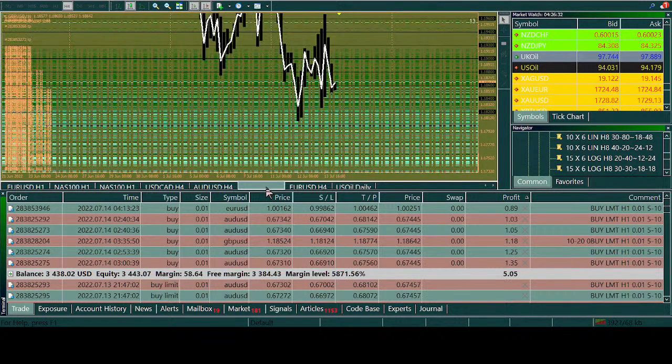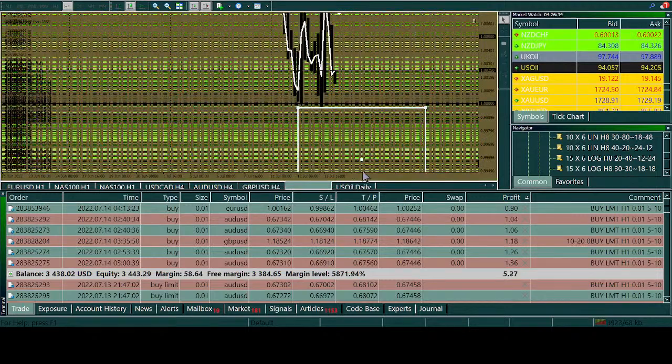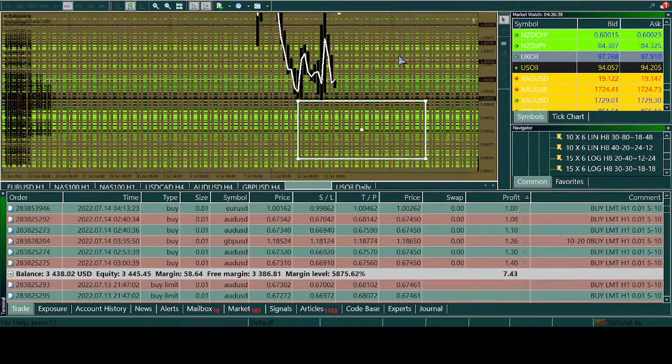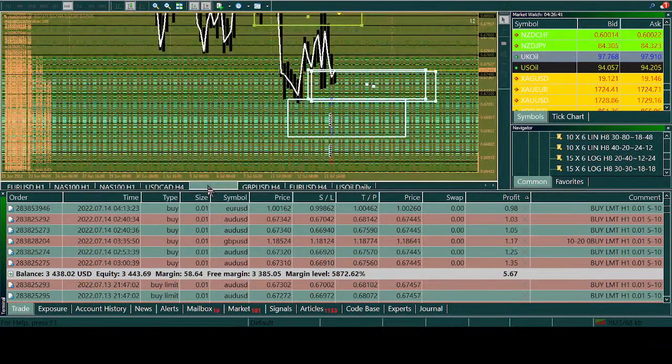So the dollar CAD looks ready to smash down. All of the dollar pairs look ready to destroy the dollar. Ready to crash. The euro's ready to go up. Pound's ready to go up. Australia's ready to go up.